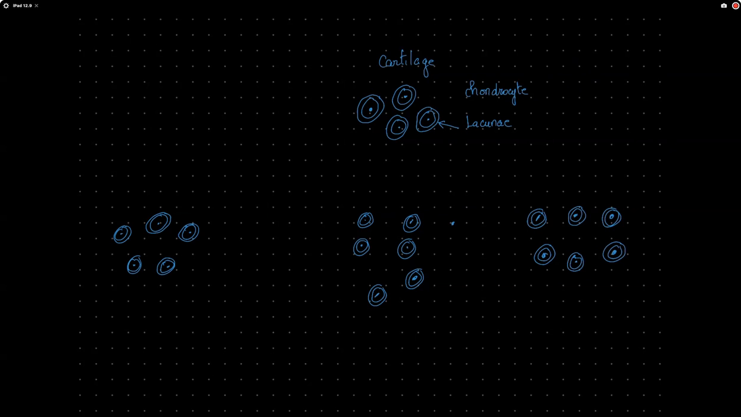If the chondrocytes are surrounded by a matrix that has a homogeneous consistency, I have almost the same color all around. I don't see many fibers in the matrix. So this tells me that I'm looking at a hyaline cartilage.